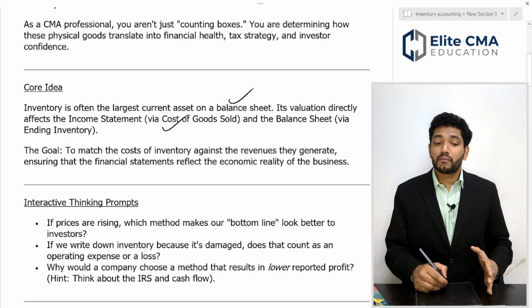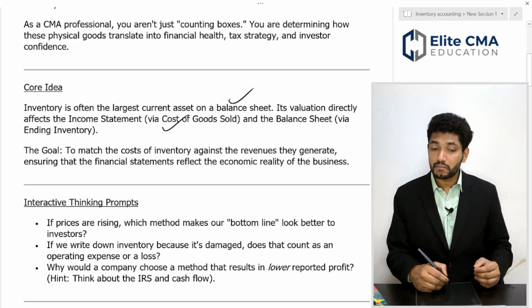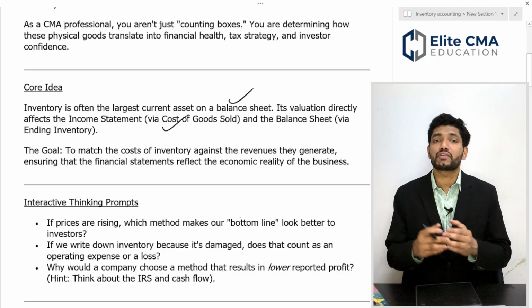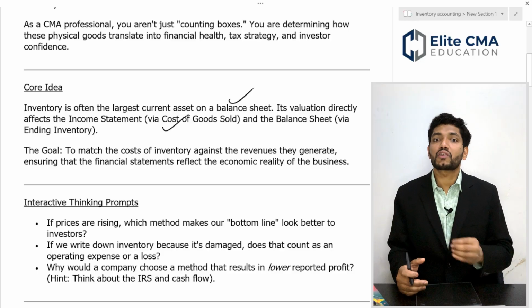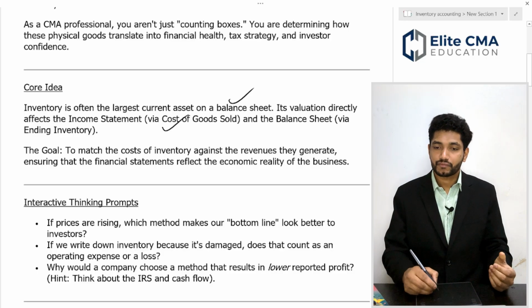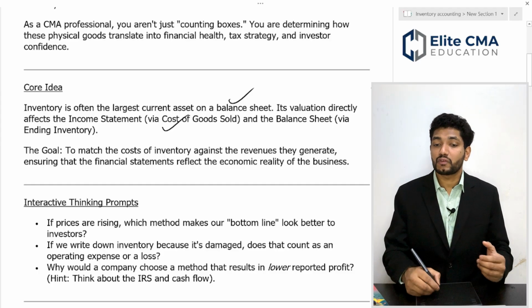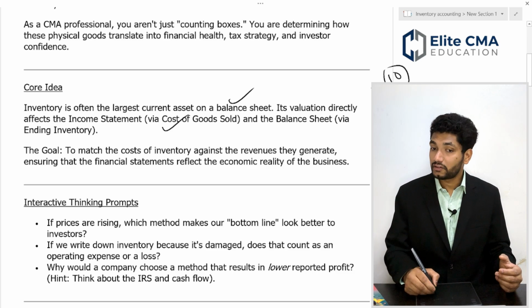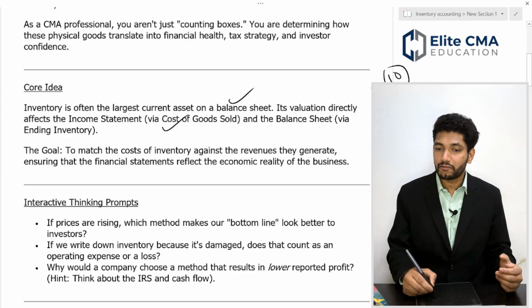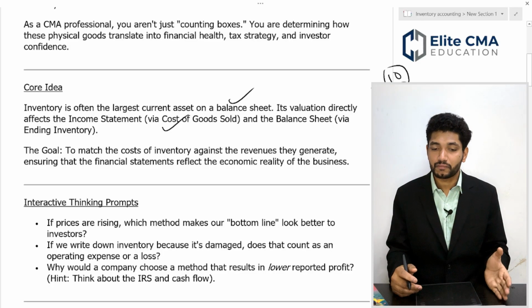Let's move into some thinking. If prices are rising, which method makes our bottom line look better to investors? Suppose there is an inflationary environment, that means your raw material price is increasing. If you are buying, the new purchase will be at a new price. Material you could buy for $10, then it becomes 11, then it becomes 13. This is the movement in the raw material price.